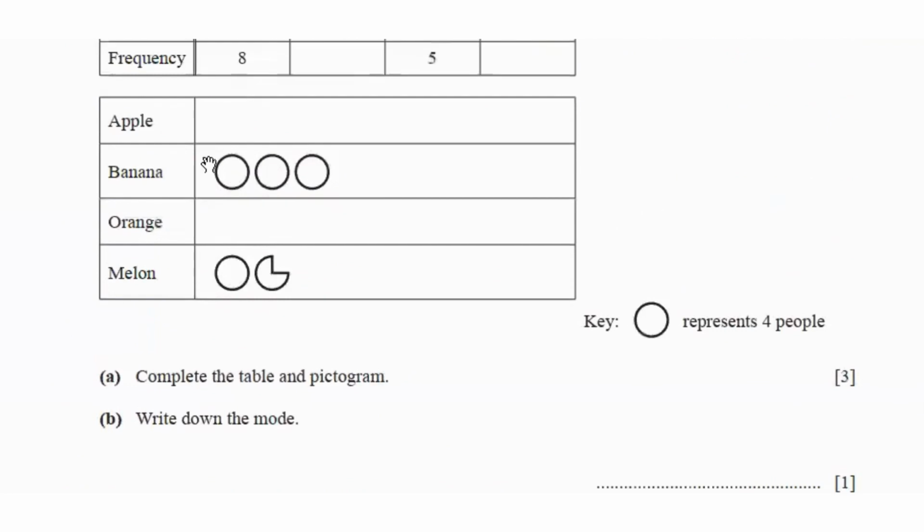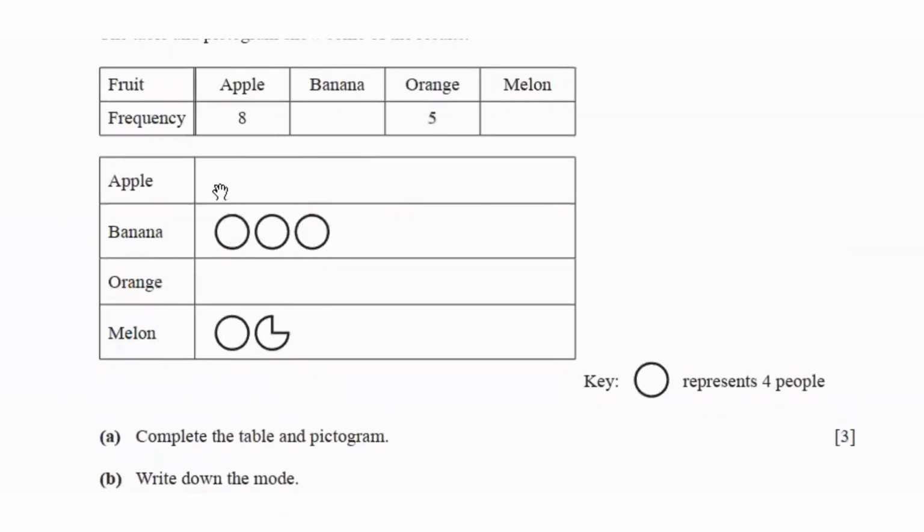Write down the mode. So mode is the value that gives us the highest frequency. And since the highest frequency is for bananas, which was 12, banana is the mode.